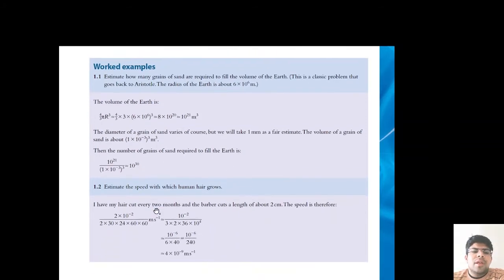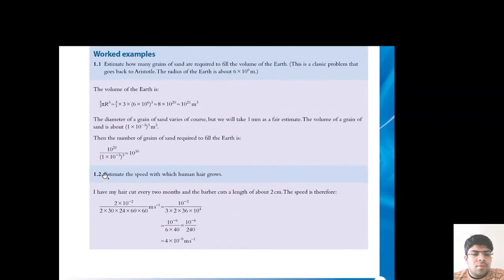And then here comes the next problem. The question is, estimate the speed with which human hair grows. Quite an interesting question. Let's see the solution. I have my hair cut every 2 months, and the barber cuts a length of about 2 centimeter, just 2 centimeter. The speed is therefore 2 into 10 raised to minus 2 over 2 into 30 into 24 into 60 into 60 meter per second. When we calculate the values, we approximately get the answer as 4 into 10 raised to minus 9 meter per second.